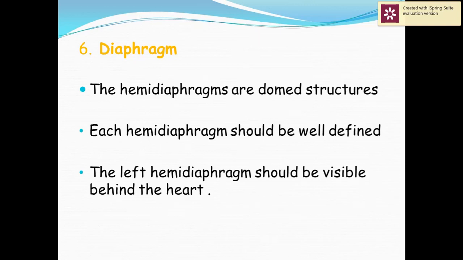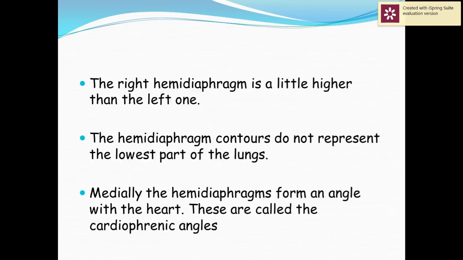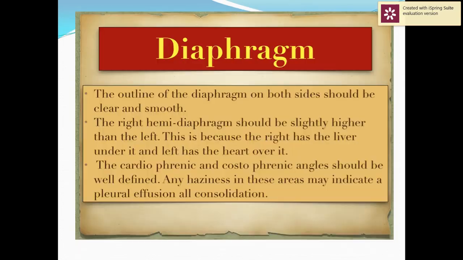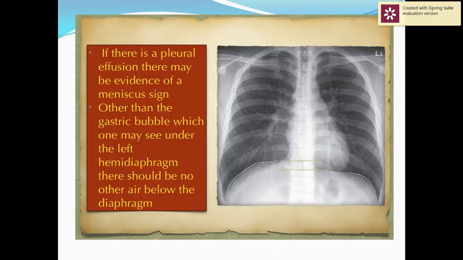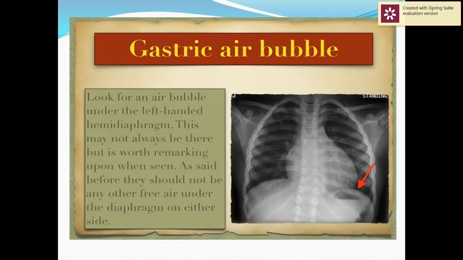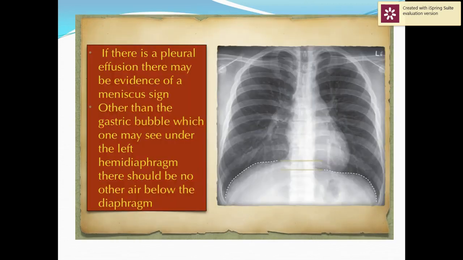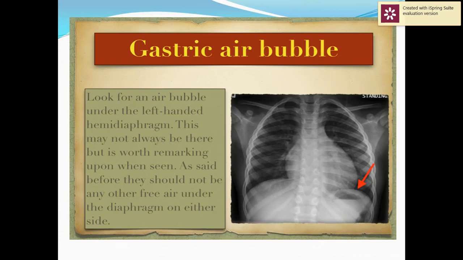Diaphragm, as we said, the right side is higher than the left. The outline of the diaphragm on both sides should be clear and smooth. A gastric air bubble can usually give us an idea about the left side of the chest X-ray if they did not mark right or left. The aortic knuckle can also give us an idea. It is usually on the left side.